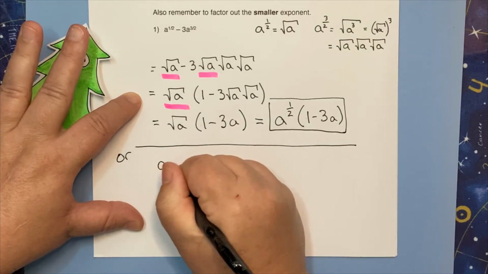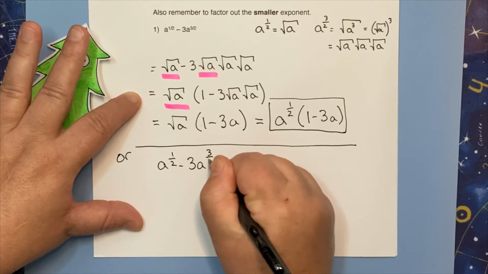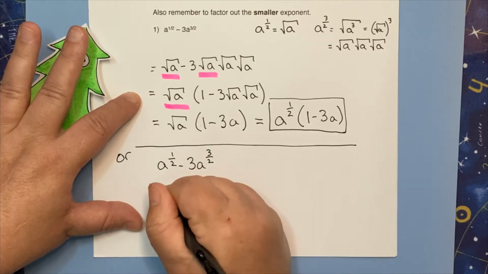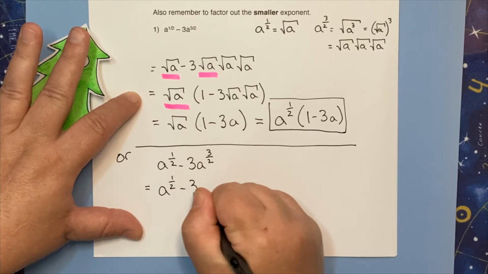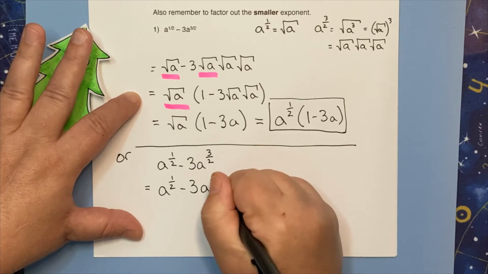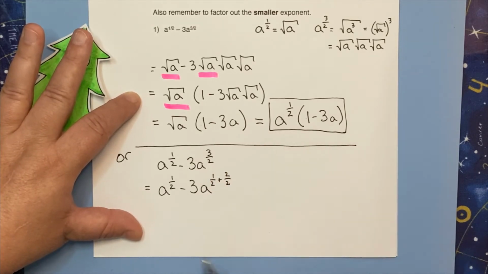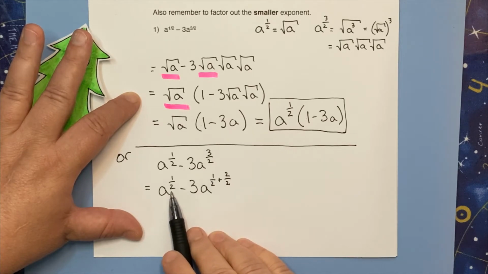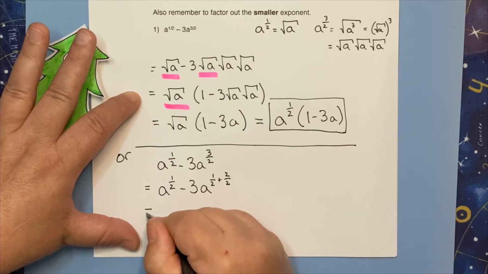So if I've got a to the 1/2 minus 3a to the 3 halves, I'm going to think of it as a to the 1/2 minus 3a, and then I'm going to think of 3 halves as being 1/2 plus 2 halves. Now, why did I pick 1/2? Well, because that's what matches here, the 1/2 there and the 1/2 there. Okay, so then let me factor that out.